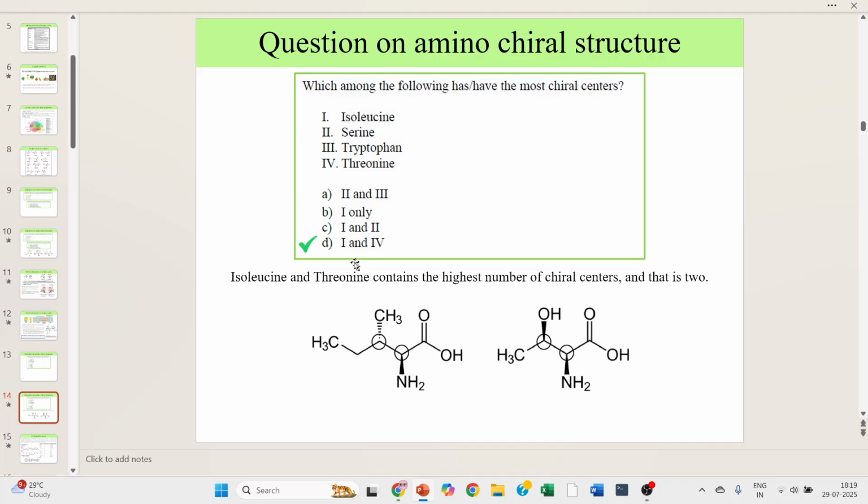Right, so see 1 and 4. Isoleucine and threonine contain the highest number of chiral centers, that is 2. So here and here. This is your C alpha and this is 1 chiral center and this is 1 chiral center, right? Here there is also 1 chiral center and 1 chiral center. So that is the maximum number of chiral centers for these particular amino acids.